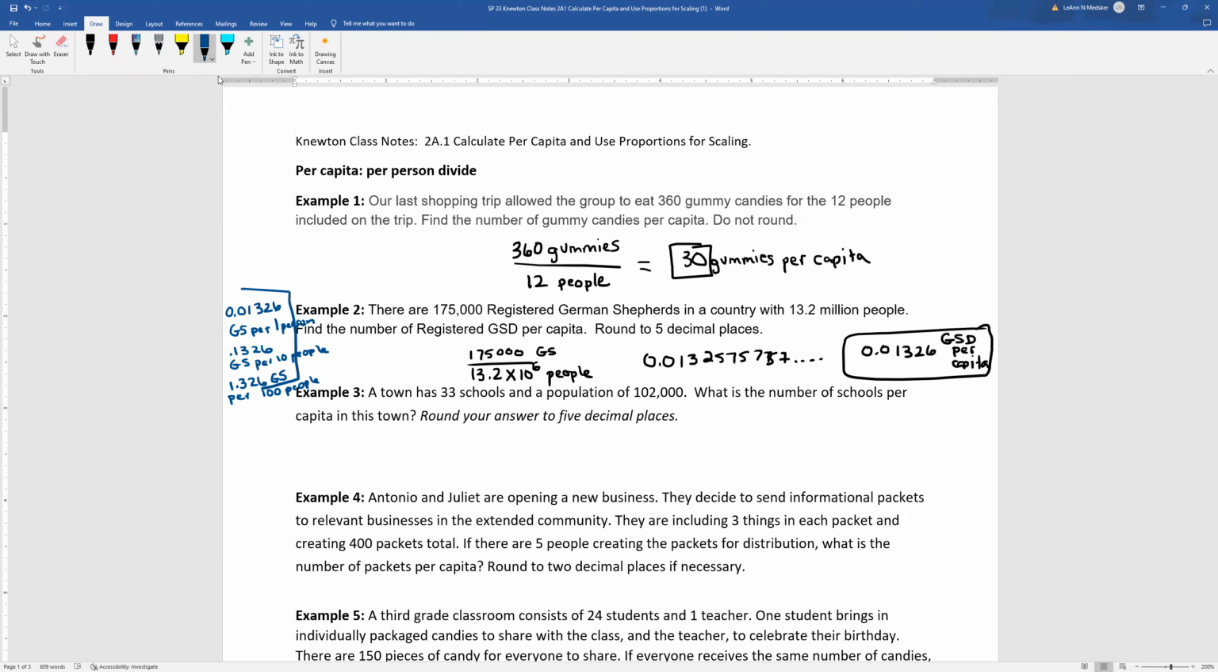So that, at least, gives a little more realistic frame of the discussion. So just be aware of that. This is just extra, wasn't part of the answer, but it is a nice way to scale it to a number that makes sense to us. A town has 33 schools and a population of 102,000. What is the number of schools per capita, so per person? So 33 schools divided by the 102,000 people, because remember per capita for us is per person. So 33 divided by 102,000.